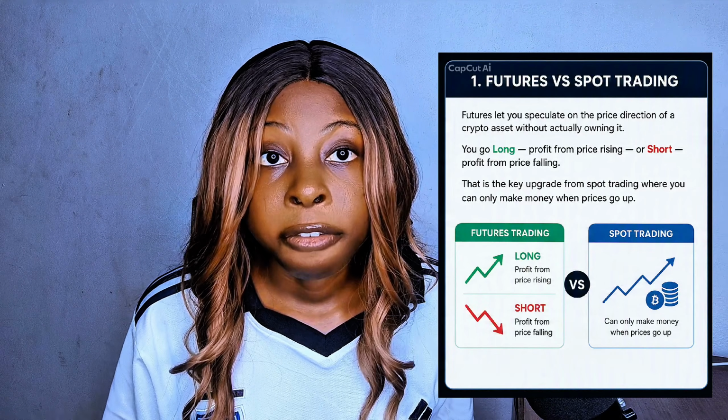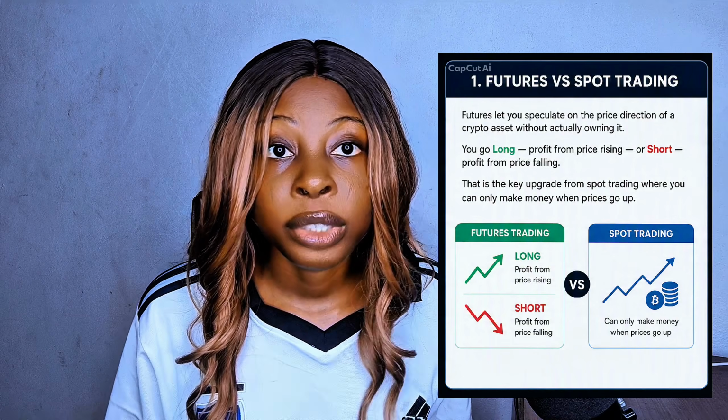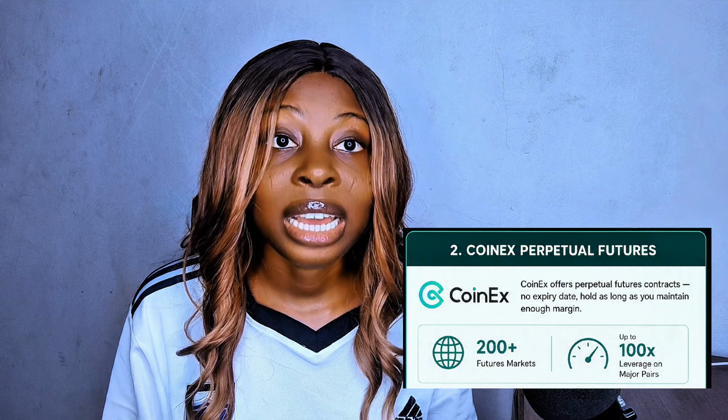With futures, you're actually speculating on where the price of a crypto asset is headed without actually owning it. You can go long if you think the price is going up, or short if you think it's going down. That's the big upgrade from spot trading, where you can really only make money when prices rise. Now, CoinEx runs perpetual futures contracts, meaning there is no expiry date. You just hold as long as you have enough margin. They've got over 200 futures on the market and leverage up to 100 times on the major pairs.